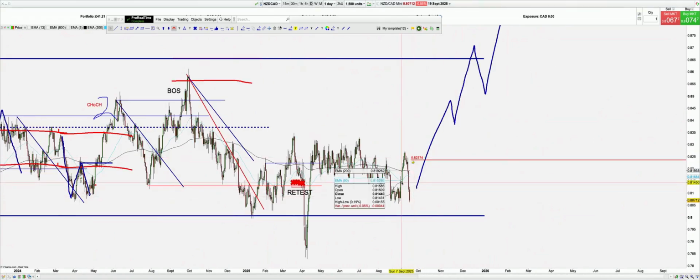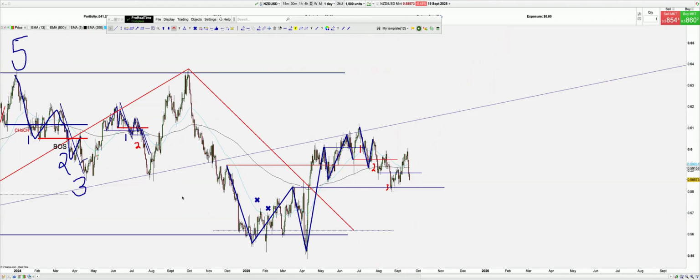We'll see where that one goes. Again, not a high quality trade. So there hasn't actually been that many high quality trades I've identified for next week. New Zealand dollar USD, we're short this. We sent this 100 pips higher.